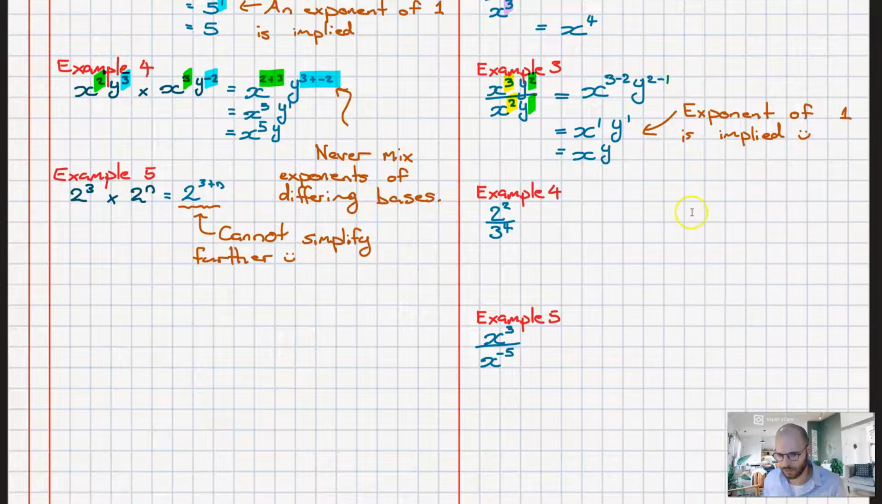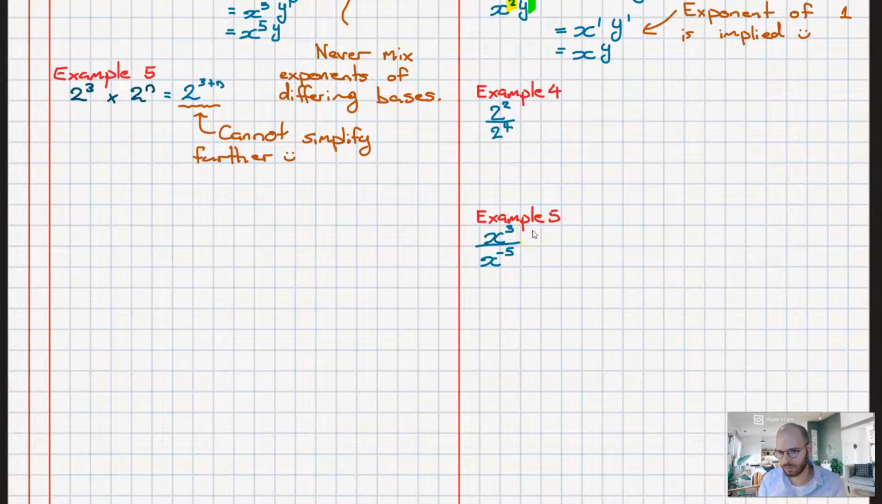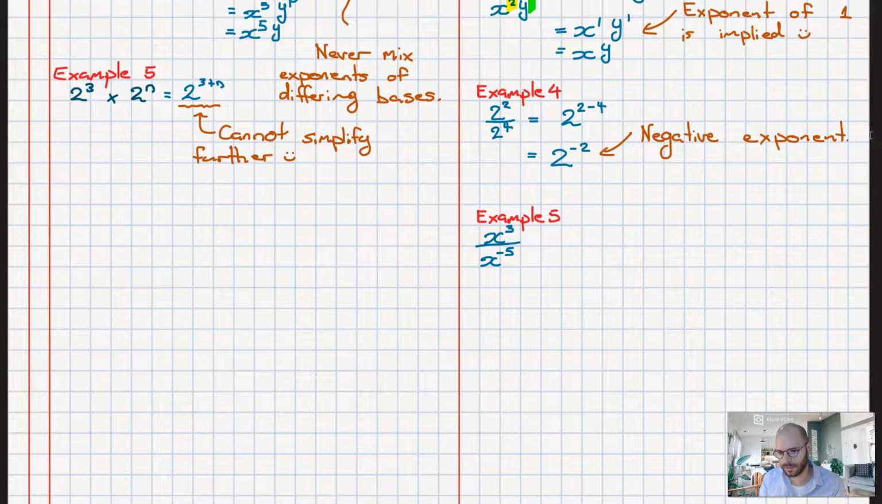Okay, example 4. We have 2 to the power of 2 divided by 2 to the power of 4. We're going to grab our common base of 2, then take the numerator's exponent of 2 and subtract from it the denominator's exponent of 4. This yields a rather uneasy case of 2 to the power of minus 2. So we've got a negative index. When we get a negative exponent, we don't have to panic, but for now we'll just leave it as is because we'll learn how to deal with these in a later lesson.